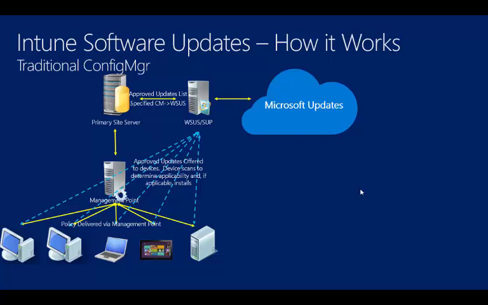But for every primary site, you would need at least one software update point, maybe more, that stays in sync with Microsoft updates, so that we can pull down those Microsoft updates to our local software update point. Then we decide which of those, largely that's not a decision anymore, to approve for updating, and go ahead and deploy those to our environment.